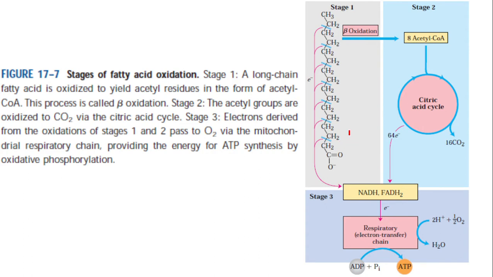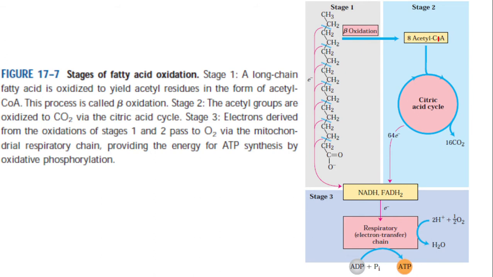And during every round of oxidation, it is removing 2 carbon units in the form of acetyl coenzyme A, as we found in the case of the previous presentation. So how many 2 carbon units are present? If the total number of carbon atoms is 16 and every round of oxidation removes 2 carbons, then totally how many 2 carbon units are present? You know that 16 divided by 2 is equal to 8. That's why it is shown here: 8 molecules of acetyl coenzyme A.